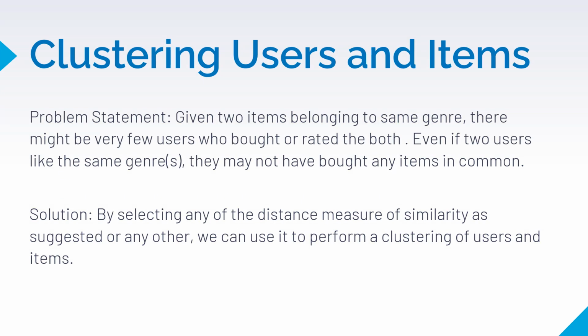Next topic is clustering users and items. Let us consider a problem statement here. Given two items belonging to the same genre, there might be very few users who bought or rated both. Even if two users like the same genre, they may not have bought any items in common. So how do we approach this problem? We can solve this by selecting any of the distance measures of similarity as suggested, and we can perform clustering on users and items in the appropriate manner.